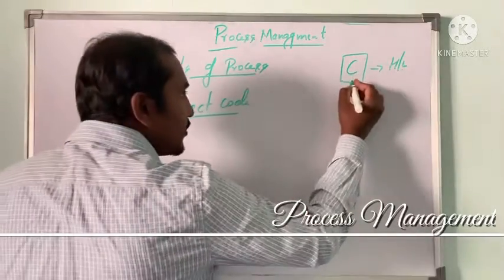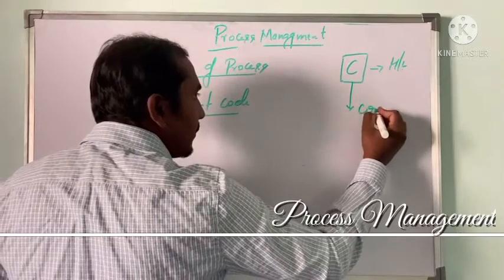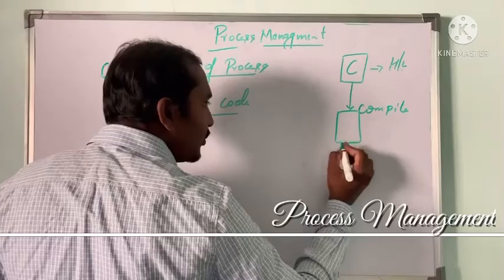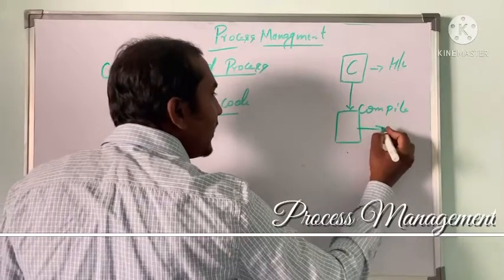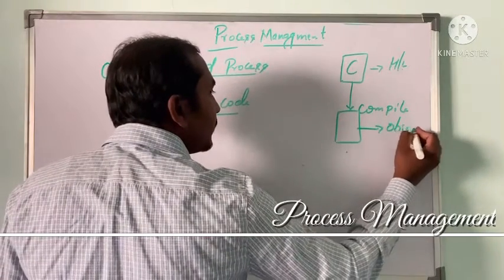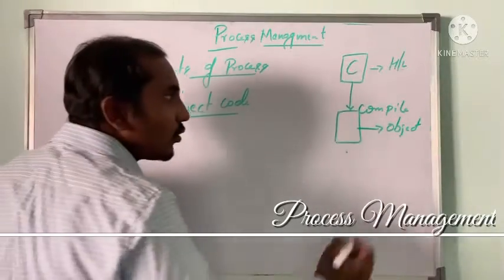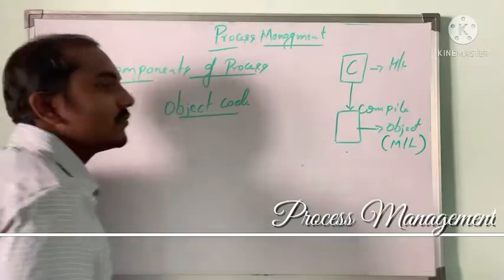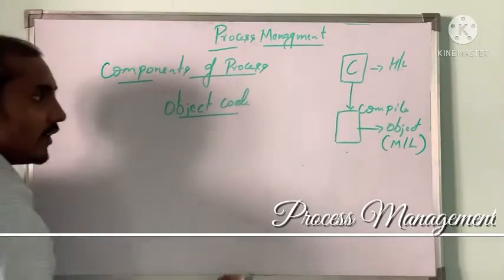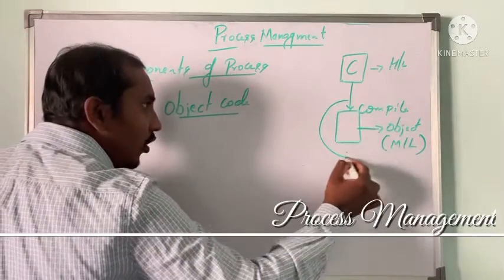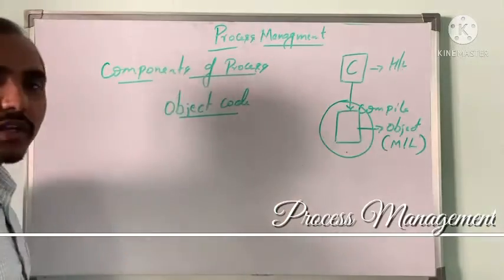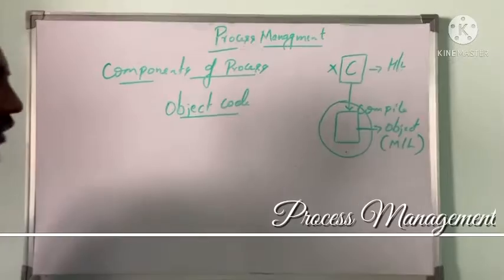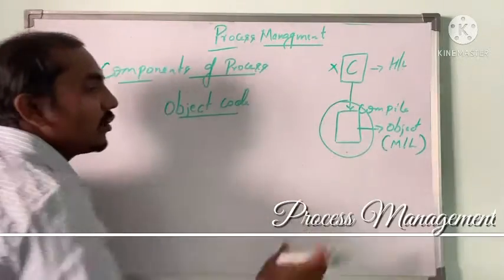Now, once you compile that program, it is going to generate a file which will have object code. This object code is which type of language? It is machine level language. Now, whenever you want to execute, this object code will be loaded into the memory, not the source program. Source program will not be loaded onto the memory. Only the object program will be loaded onto the memory.